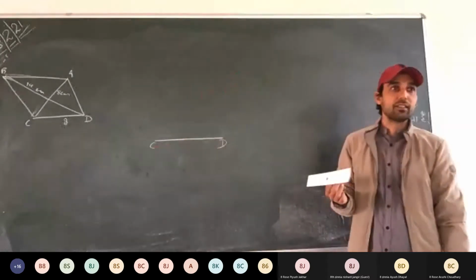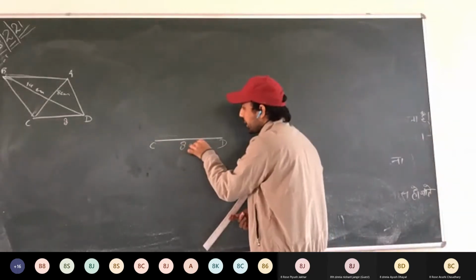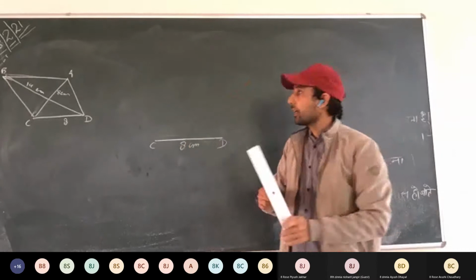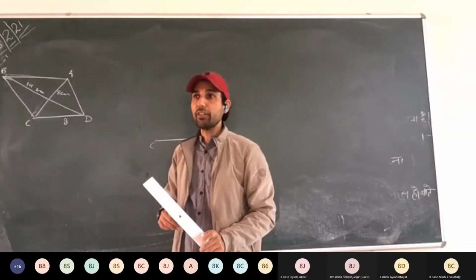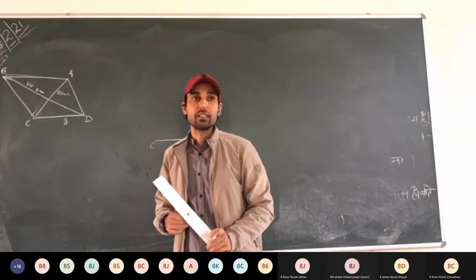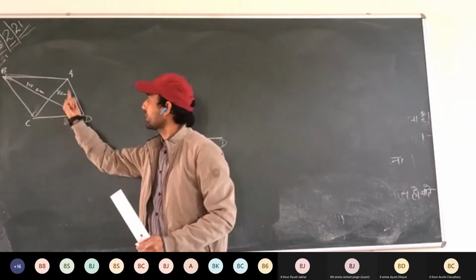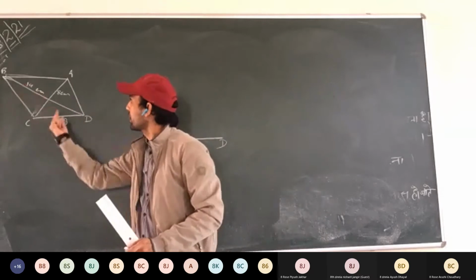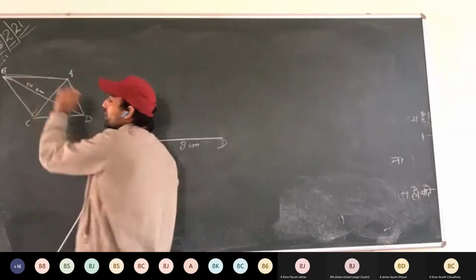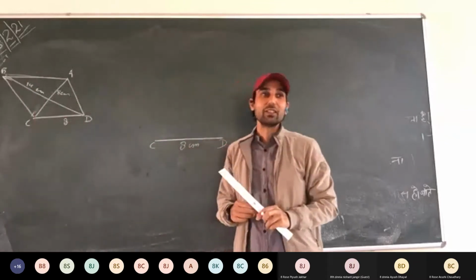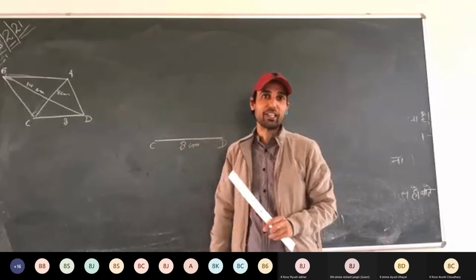CD. We have drawn CD of 8 centimeters. Now how to draw the rest of the diagonals? Any property we know? AB equals 8 centimeters, but how to draw that? We won't require that at present. No need of writing. These are the data given. How to draw that now?